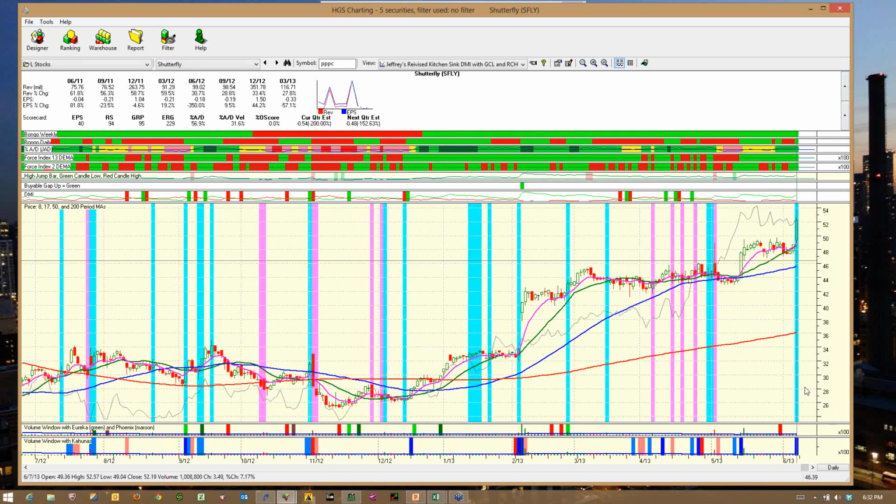Shutterfly, again, another one breaking out with a pocket pivot and a Kahuna. Doesn't make money, which is sort of against my nature. I like stocks that make money unless they're a pre-launch drug company, and that takes care of that list.